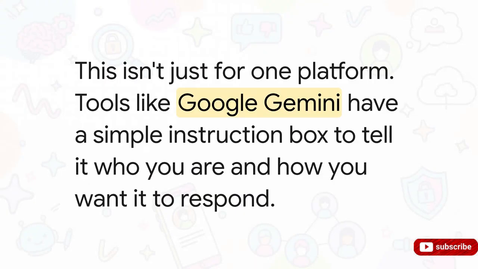And hey, this isn't some feature that's exclusive to just one platform. If you're using a tool like Google Gemini, you're going to find very similar features. They have a simple instruction box where you can tell it all about yourself and how you want it to talk to you. The principle is exactly the same. Give the AI context, and you will get much, much better results.